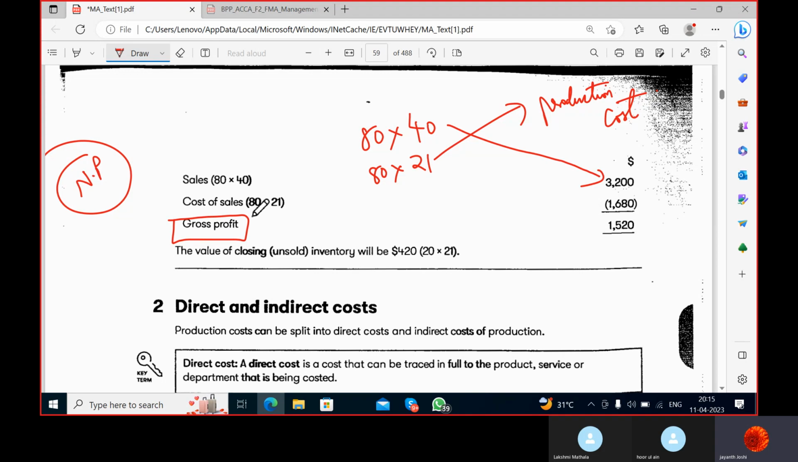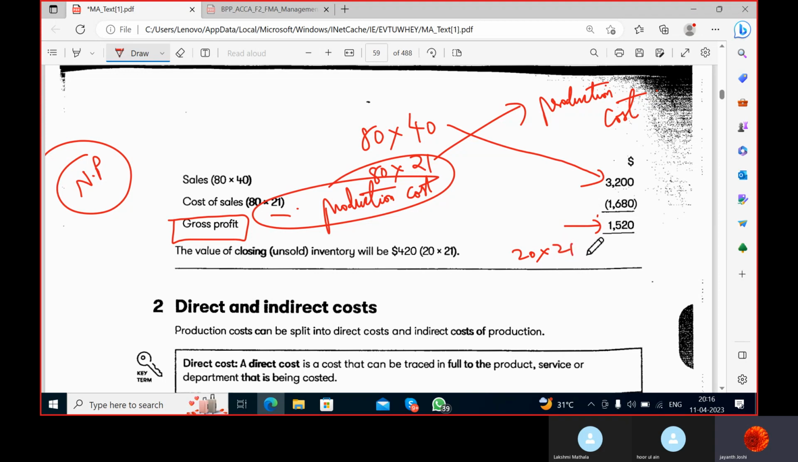So 80 units into $21, 1680, and the gross profit is 1520. Here for calculation of gross profit, we only take production cost. That's it. And what is the leftover units? 20, and the value of each unit is 21. That is the cost. So 420 is your closing inventory value. Okay.